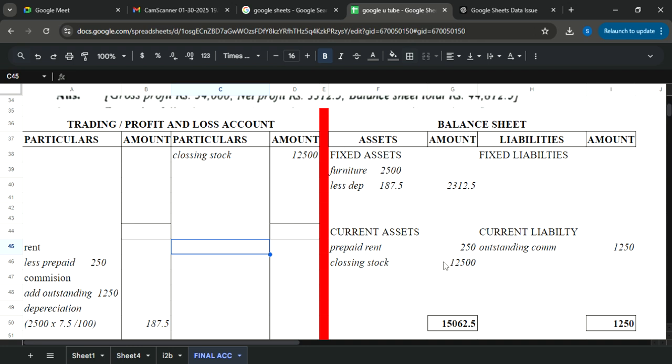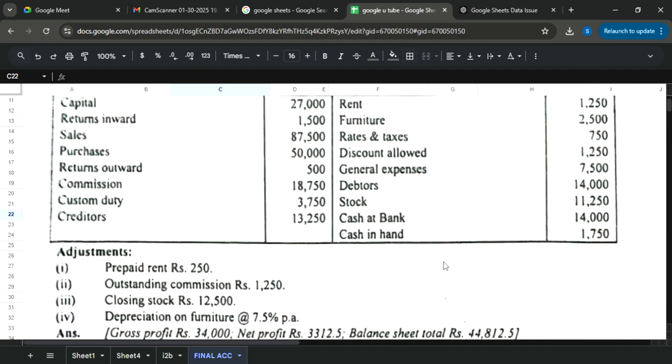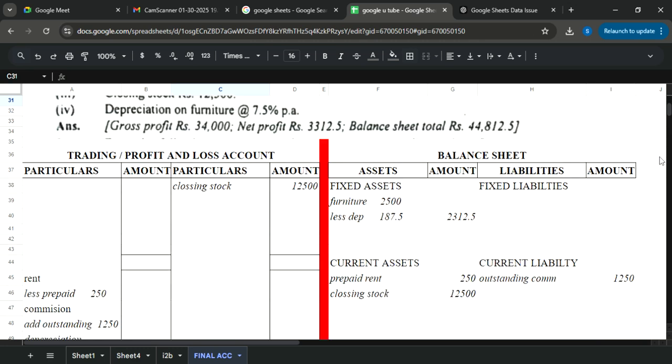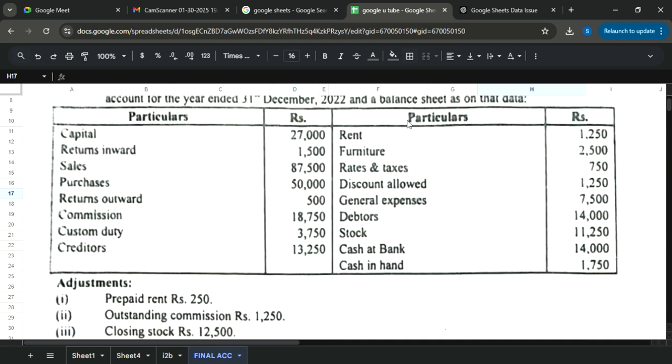So what is left? In the previous chapter, what we were doing, these are different elements present in your question. You are going to pick them and write them in their relative place. So first is capital, which is your liability. You will come over here, write capital, and in the inner column you will write its amount, that is 27,000.